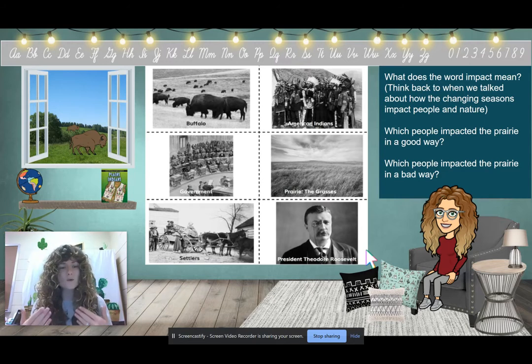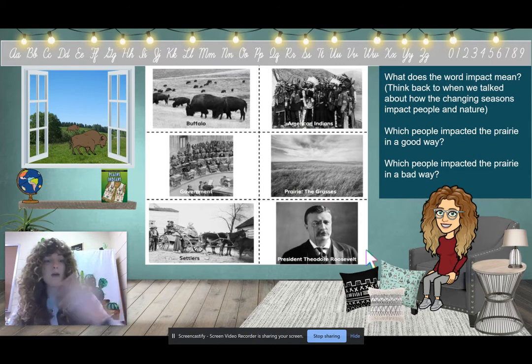I've said the word impact a bunch of times. What does the word impact mean? If I am impacting something, what am I doing? Think back to when we talked about the seasons and how the seasons impact nature and people. What did the seasons do to nature and people every year? They cause changes, right? So with this book, tell me in the puzzle, what do you think impact means?